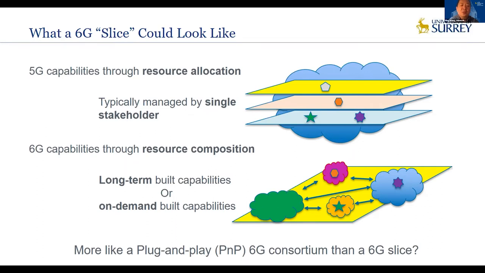So that is why we envisage a scenario which evolves from resource allocation in 5G into more of a resource composition in the 6G era, that can be either based on long-term built capabilities based on strategic cooperation between different stakeholders or resource providers, or even built on demand for specific purposes. And this is why we're looking at a 6G plug and play feature, which provides easy integration or building of tailored 6G capabilities involving multiple stakeholders in the ecosystem.